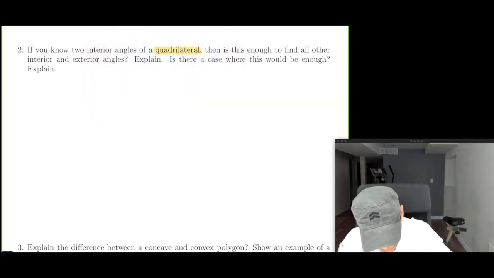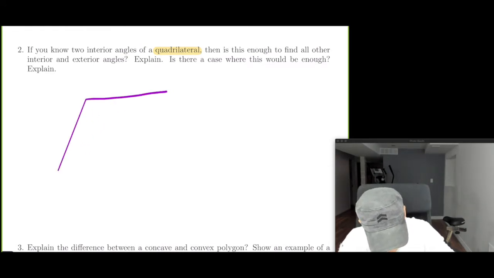Quadrilaterals are basically a four-sided figure, so it could be like this.